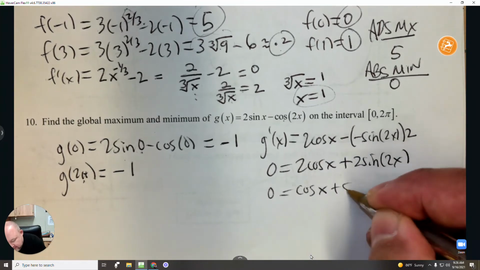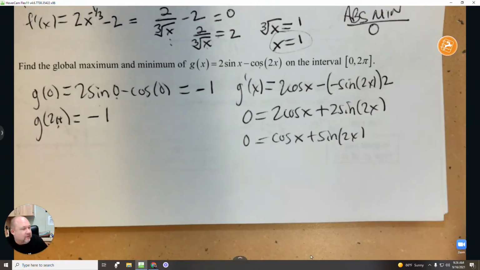So there's nothing that makes this undefined, but I need to solve this equation.